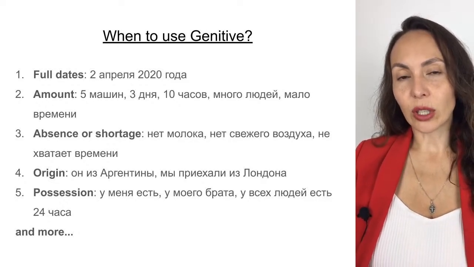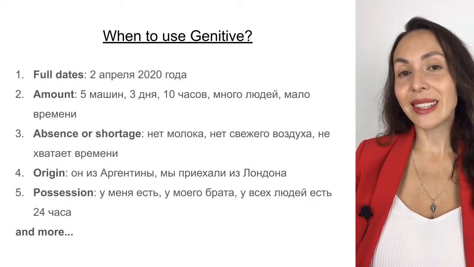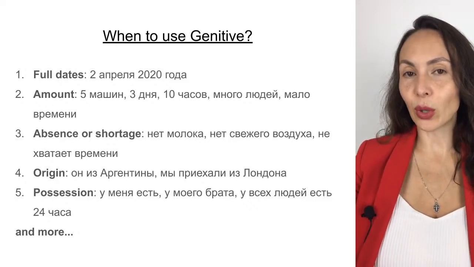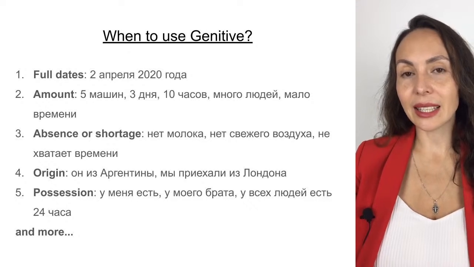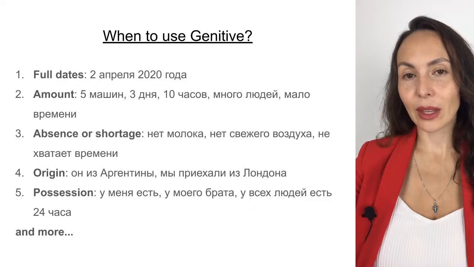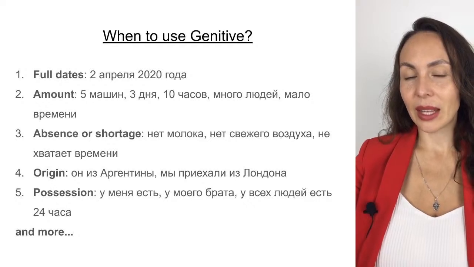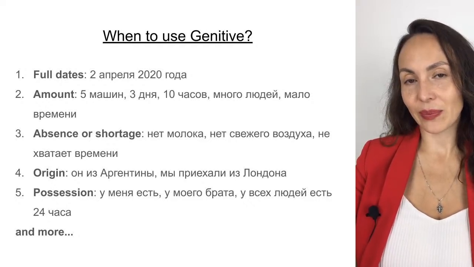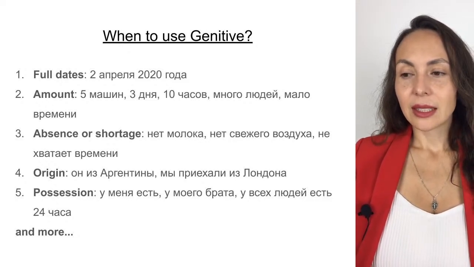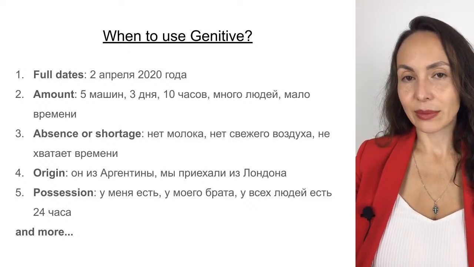Absence or shortage of something. Нет молока. У нас нет молока. В Москве или в любом другом мегаполисе нет свежего воздуха. Не хватает времени. Origin. Он из Аргентины. Мы приехали из Лондона.